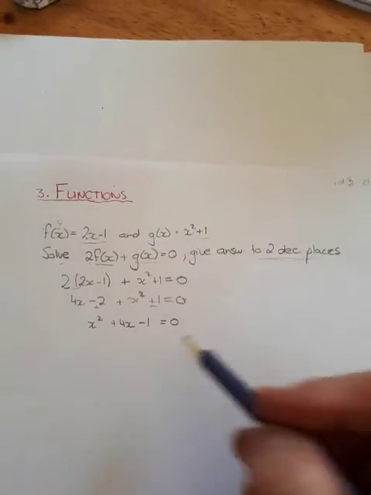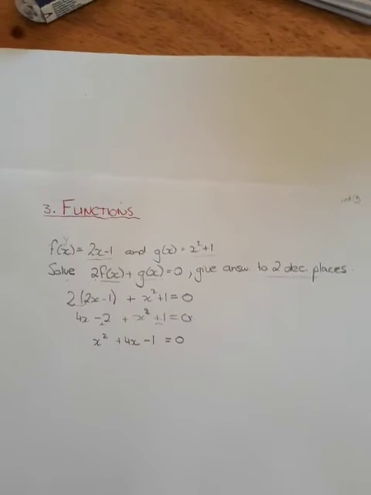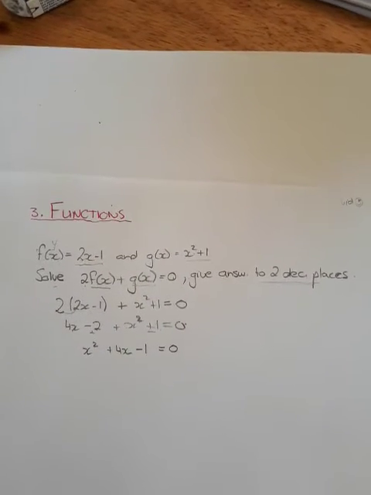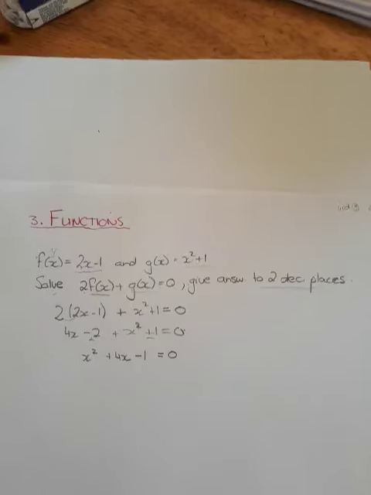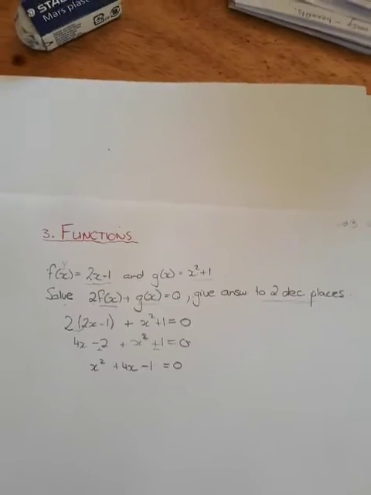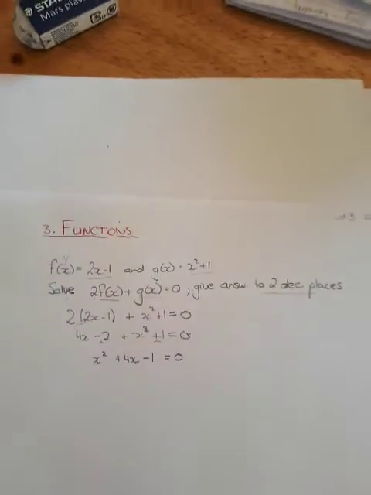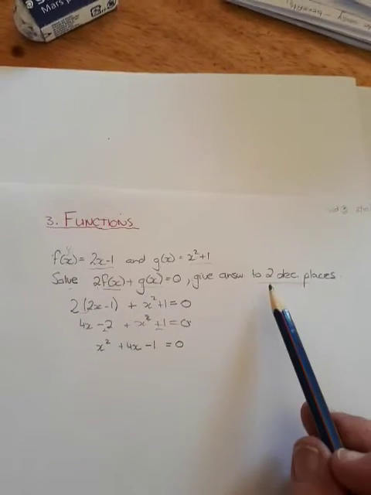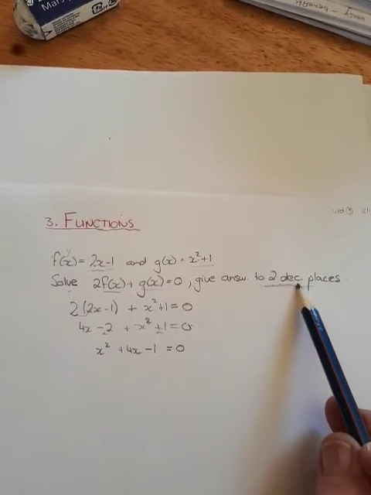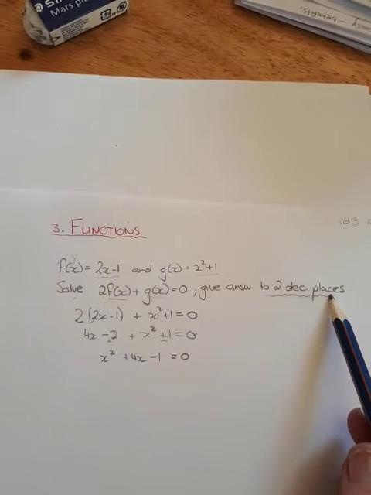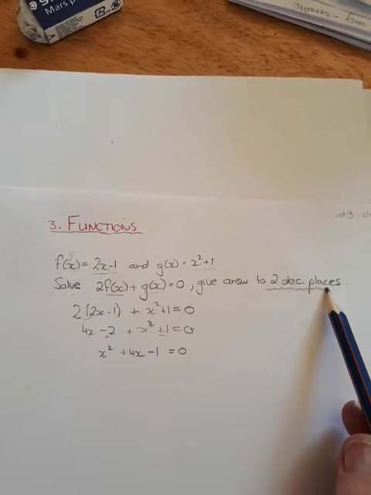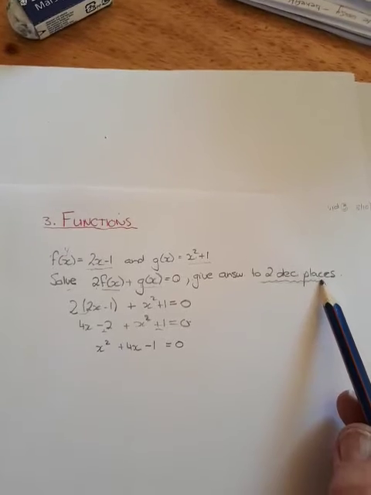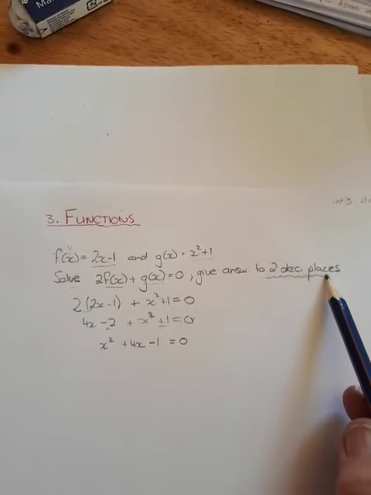All right, now we've got a quadratic trinomial, and we by now know that we will have to solve that either by factorization or by completing the square, or we can use the quadratic formula. And because they're telling me that I must give my answer correct to 2 decimal places, I basically know that I must use the quadratic formula.